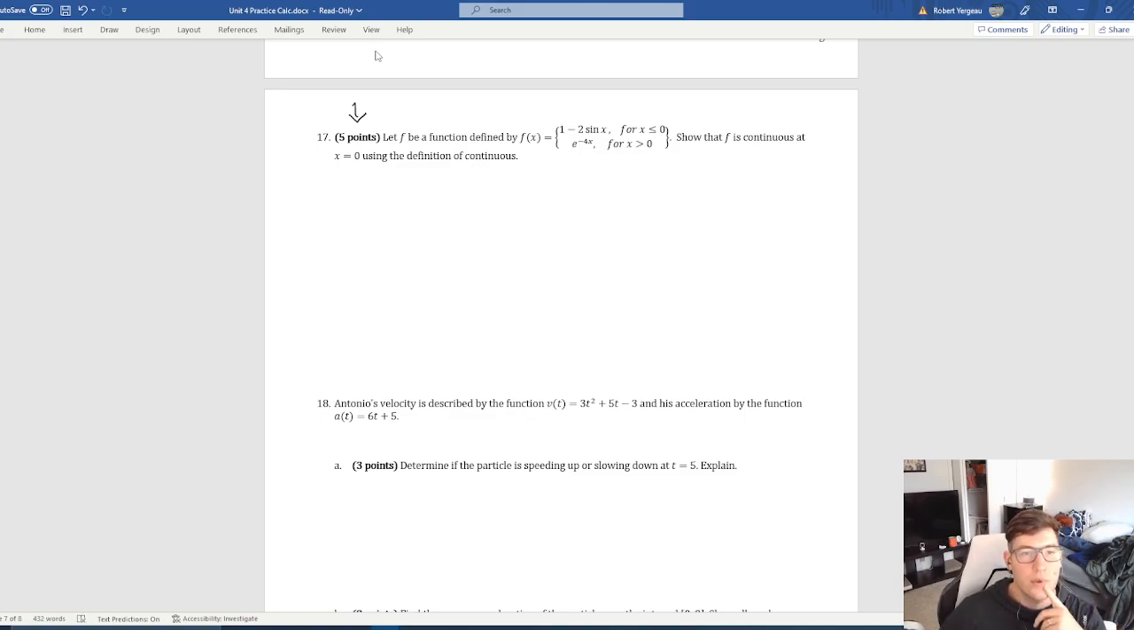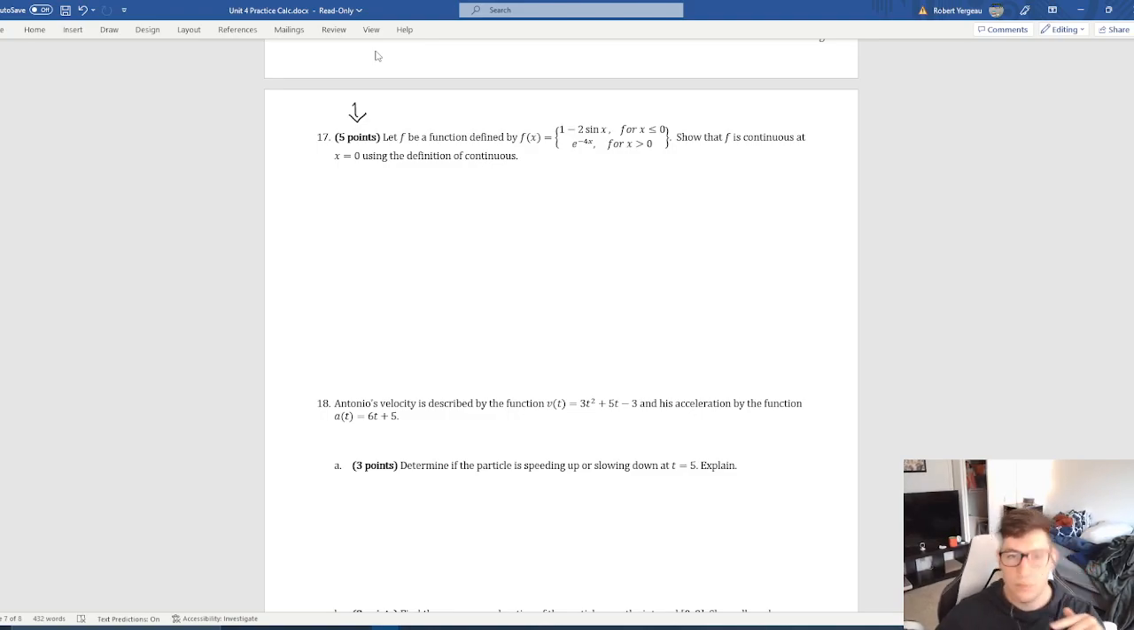So let f be a function defined by f of x, and we have this lovely piece here. Show that f is continuous at x equals 0 using the definition of continuous. So we know a few things. The limit needs to exist. The function has to be defined, and those values need to be the same.